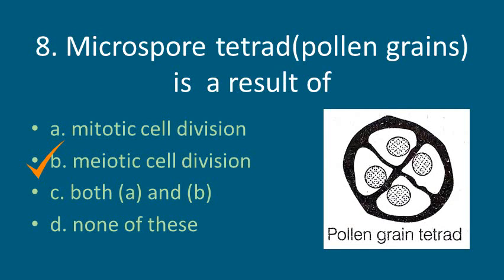We can see this in the figure also. It is named so because after the meiosis, the haploid pollen grains remain in a cluster of 4 cells, which is known as the tetrad, a pollen grain tetrad.